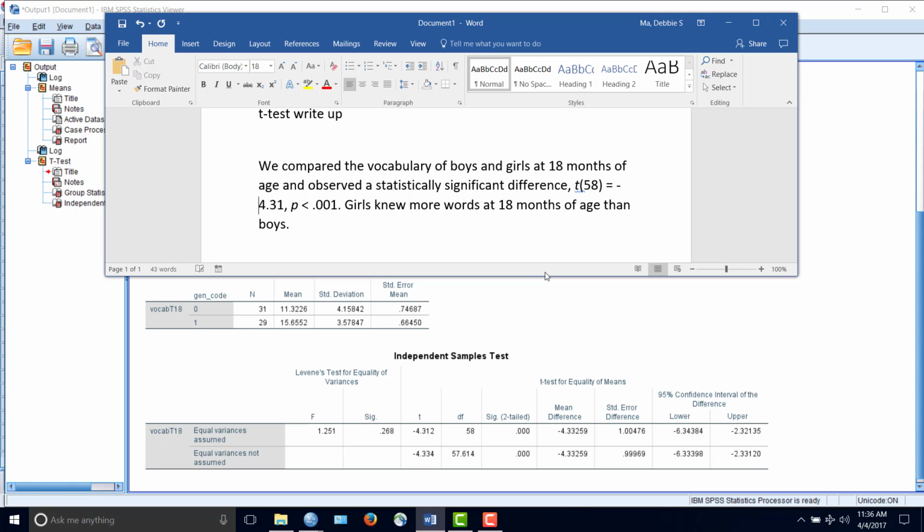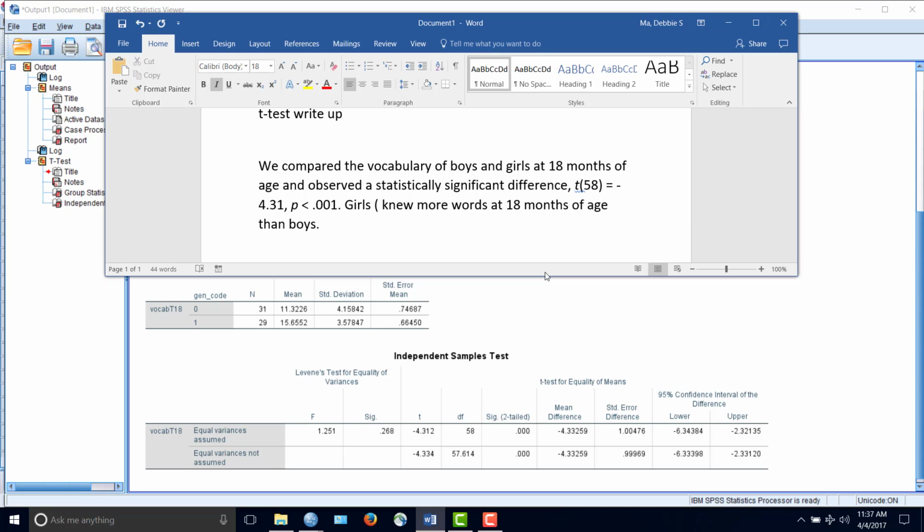Then we're going to go back and add in the means. So when we are writing up statistics, for these kinds of statistics where we're comparing cell means or condition means, we want to also report the means of these groups, because that's valuable.